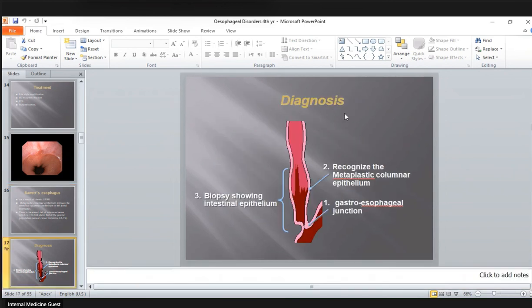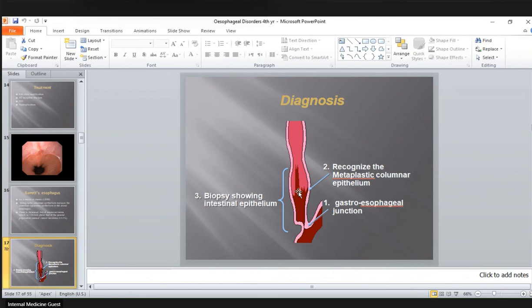So how do we diagnose Barrett's esophagus? You need an endoscopic picture. This is the stratified squamous epithelium shown in purple color, and this is gastric mucosa, and this is metaplastic epithelium. So the gastroesophageal junction is here.